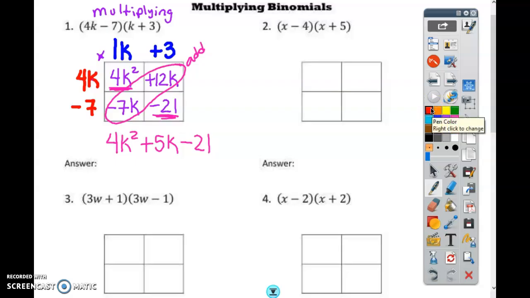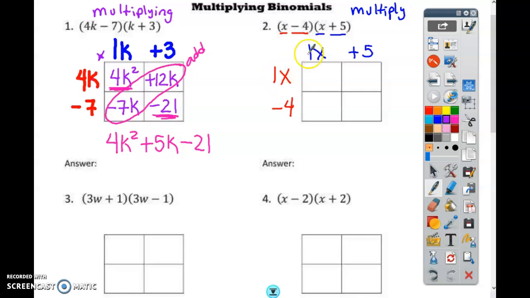Let's fill this out. I'm going to put x minus 4 right here. And remember, that's an invisible 1. And I'm going to put x plus 5 here, and this is an invisible 1. And now we're going to multiply. So what's 1 times 1? 1. What's x times x? X squared, because it's two of them, 1, 1, so that makes 2. 1 times 5 is 5, and then there's 1x.